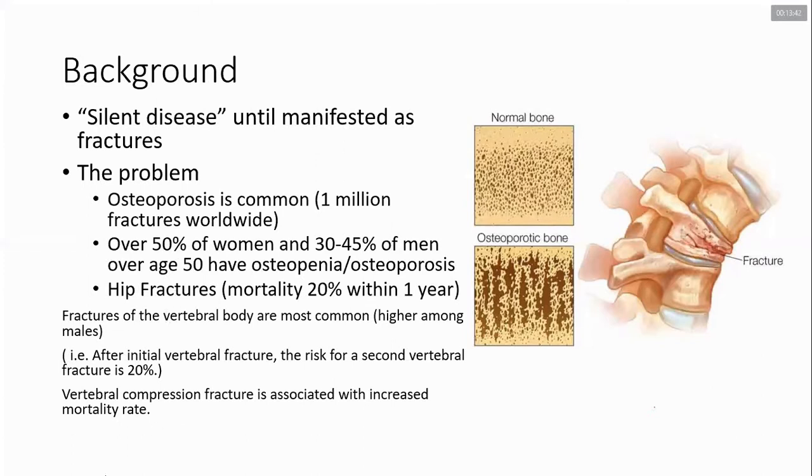Okay, so in male, because they are quite outgoing and active, vertebral fractures are common. Okay, so as you fracture a vertebra, the risk of fracturing subsequent vertebrae becomes quite high, up to 20%. That's high. And vertebral fractures are associated with long-term bed riding and associated complications. So it is definitely associated with morbidity and mortality.